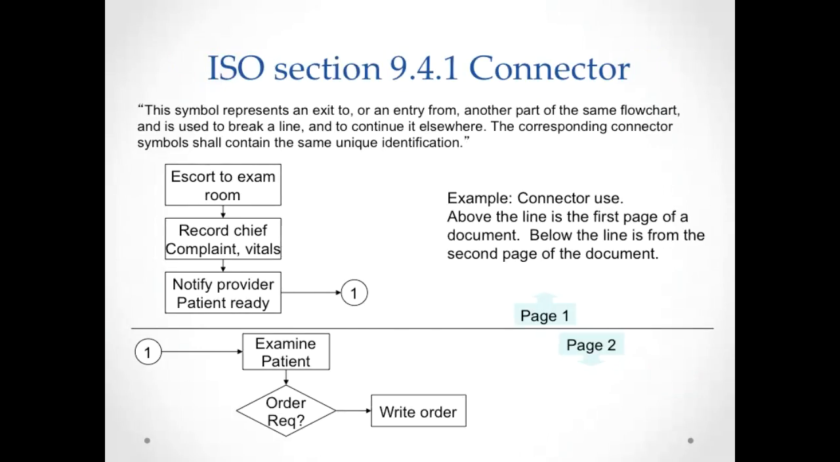So this is an example of the connector box. Here I showed 2 pages and how the connectors would look. And that just logically helps the human make the connection when you have a flow chart that has to go on multiple pages.